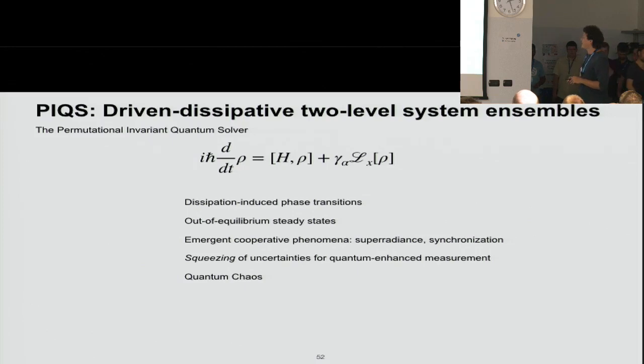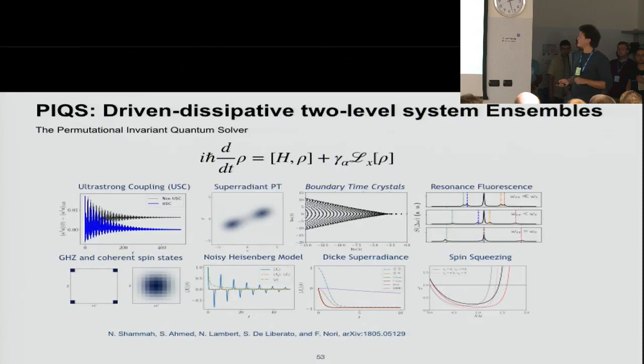And finally, let me also say these are some of the applications that are possible with this new library, this new module in QTIP, which are dissipation-induced phase transition, out-of-equilibrium study of thermodynamics, a hot topic in this part of quantum physics, and also the study of emergent cooperative phenomena, something that we are familiar with also beyond quantum mechanics, as well as chaotic dynamics.